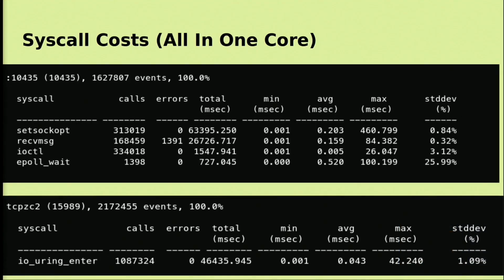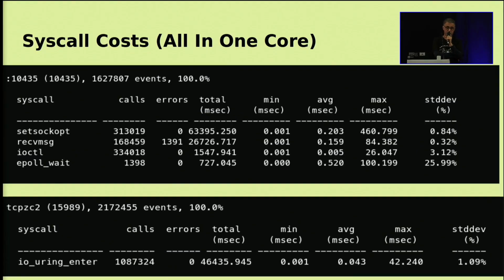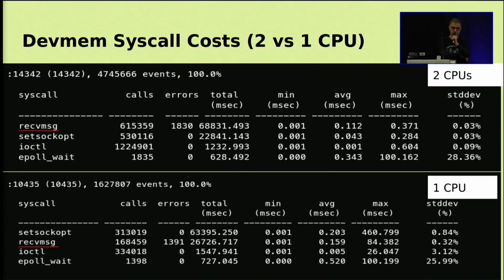Now, the setsockopt is more expensive than the recvmsg on devmem. The cost on average has now actually gone up to 159. Let me just jump to the two CPU versus one CPU comparison. At the top is the two CPU scenario, where recvmsg was costing on average 112 microseconds, and with one CPU, on average it is 159. Setsockopt went from 43 microseconds to 203 on average. So that's an increase of about 4 times. Right, so setsockopt started looking suspicious at this point.